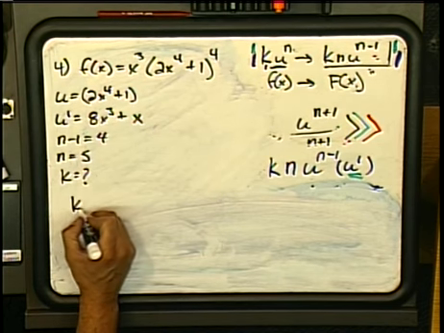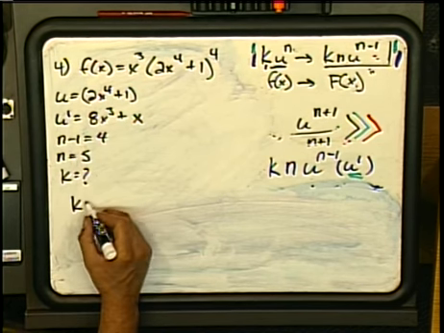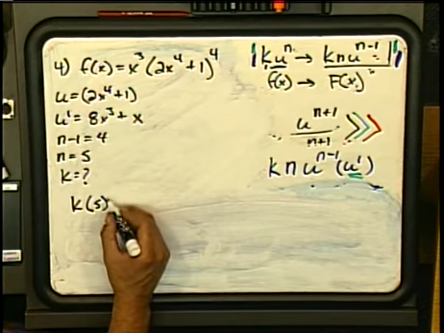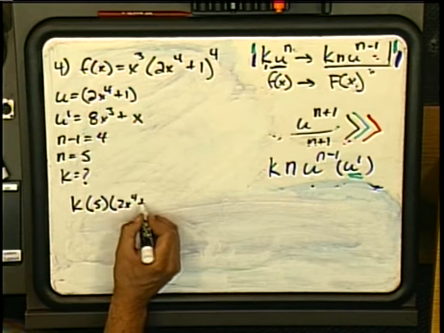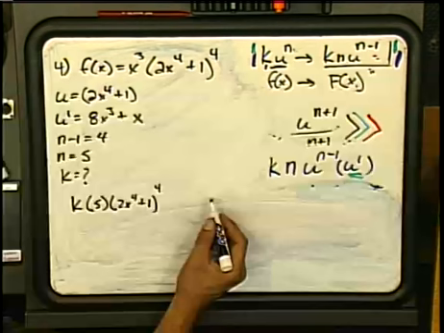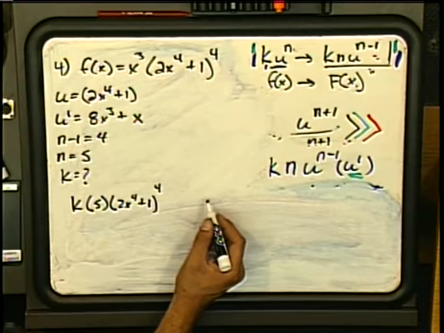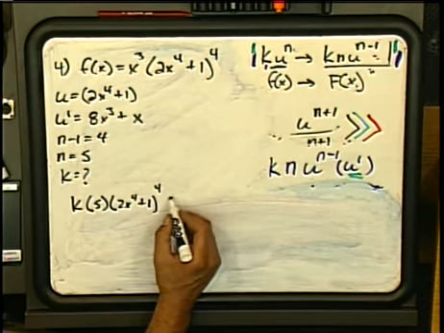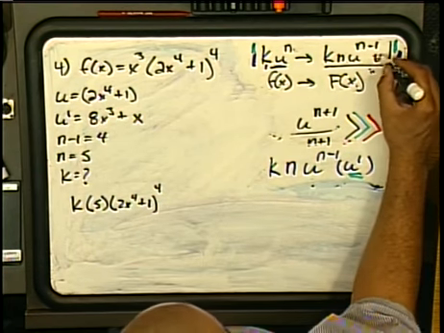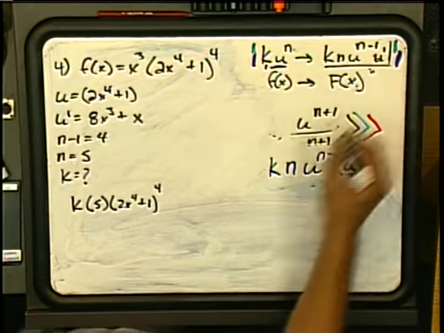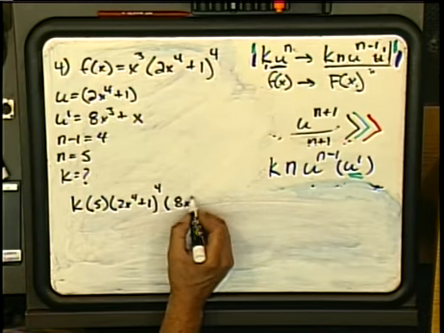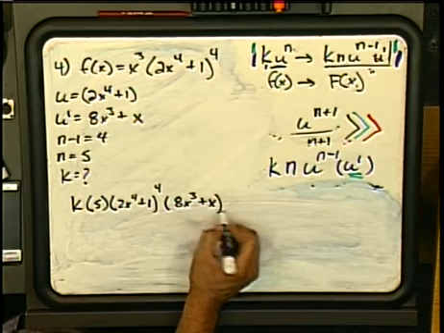Plug it in. K, N which is 5, U which is 2x to the 4th plus 1, N minus 1, U prime. U prime is 8x cubed.